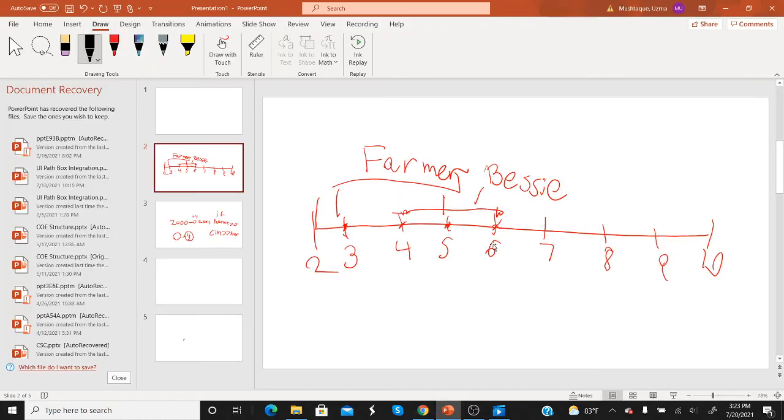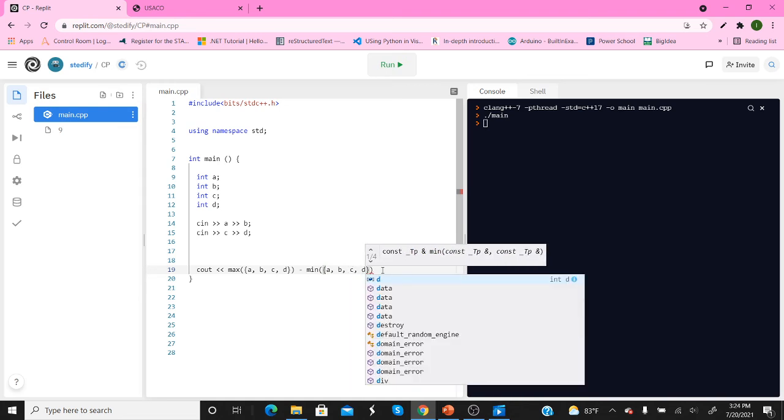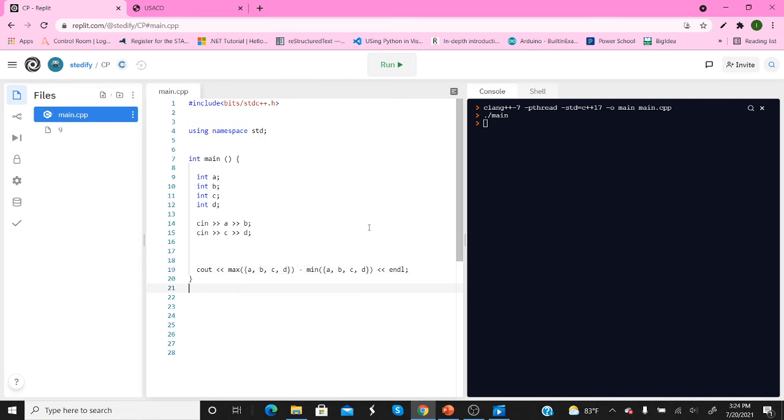Okay, so this is just going to be an output of the largest, so this is just max, and then we need curly braces, a, b, c, d, all right, minus min of a, b, c, d, and go. Okay, so I think that's what we're going to do. We're going to test the sample input and output first. So I'm going to do 7 and 10, and then 4 and 8, and we get 6. So that test case is working. Let's try a few more test cases to see if this program is working.